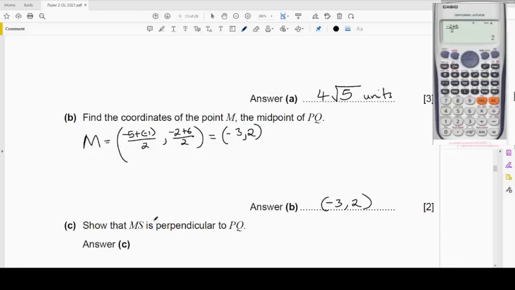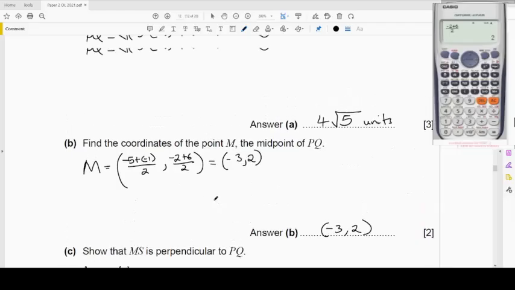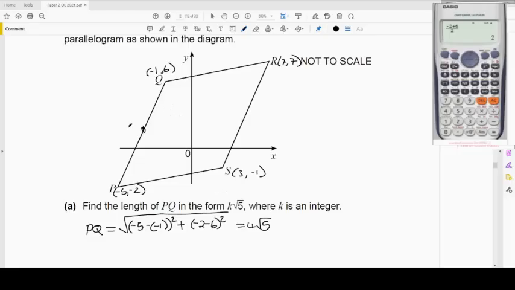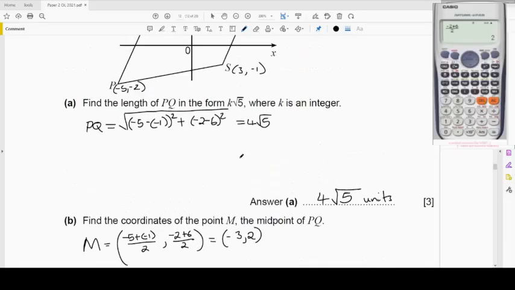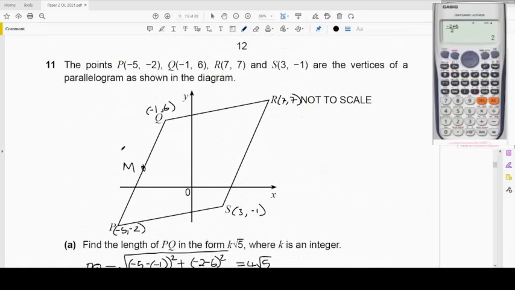Then we have to show that MS is perpendicular to PQ. So this is our midpoint M, and the coordinates are (-3, 2). So we would draw a line from M to S, and then we have to show that these two are perpendicular. Now, how do we show that two lines are perpendicular? What you do is you work out the gradient of MS and the gradient of PQ, and then you multiply them. If the answer is -1, then the two lines are in fact perpendicular.